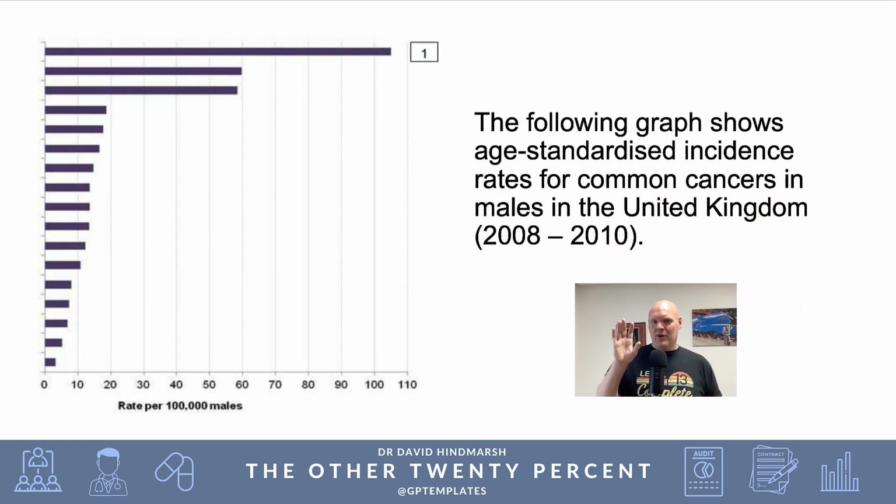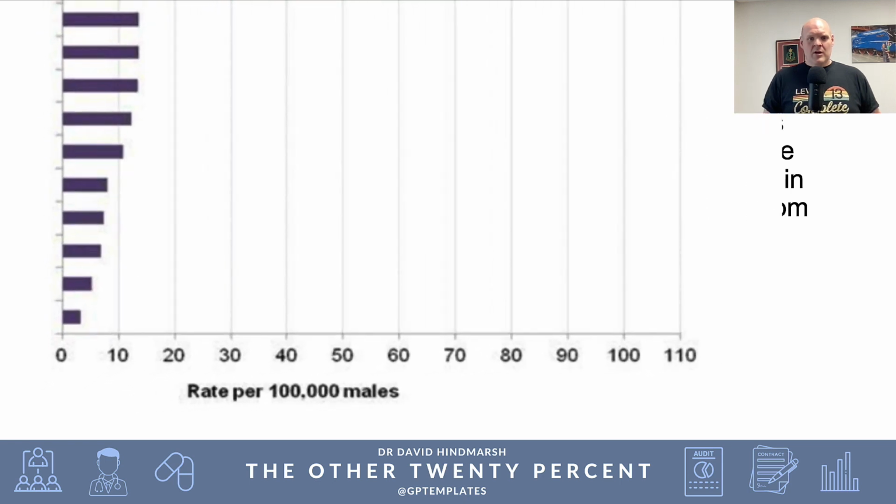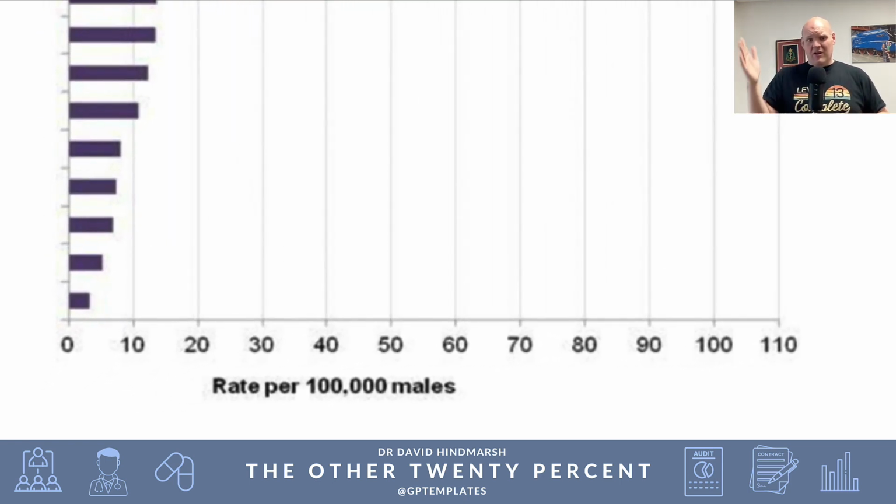Finally, this one is: the following graph shows the age standardized incidence rates for common cancers in males in the UK from 2008 to 2010. So all we've got is a bar chart with a load of lines from it and a rate per 100,000 males. Now, interestingly, that's all males grouped together. It's not been age stratified or separated out by whether they're young, old, etc. Or per region or per gender. It is just all males in one bunch.